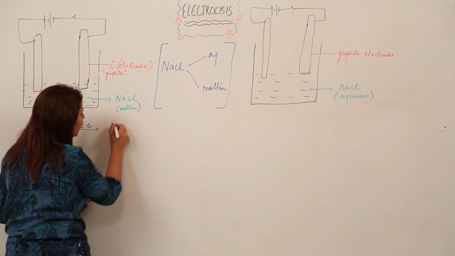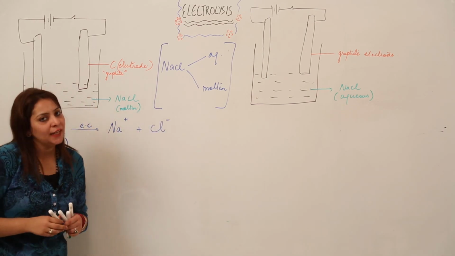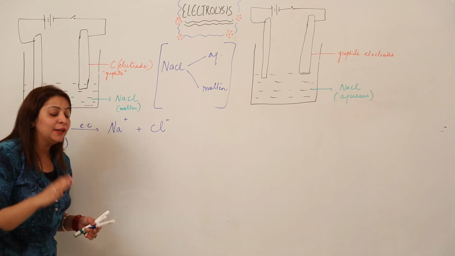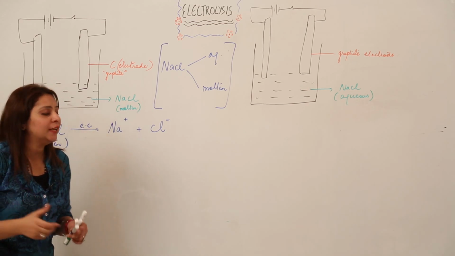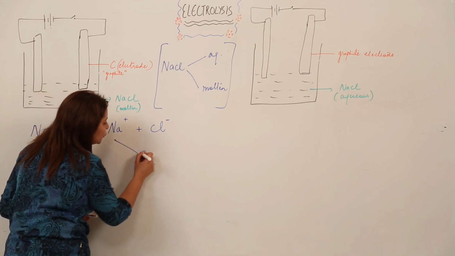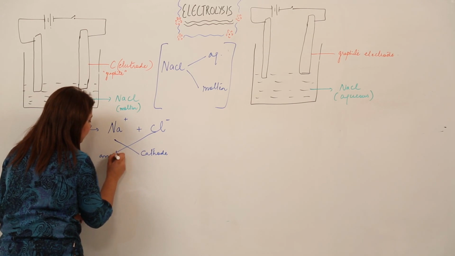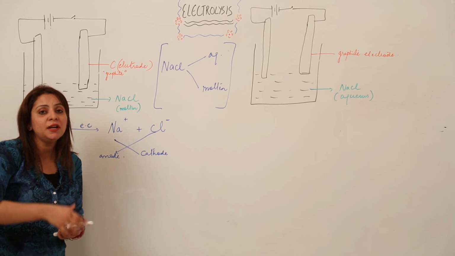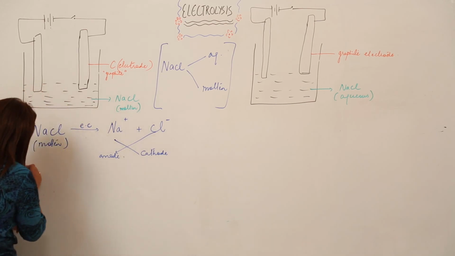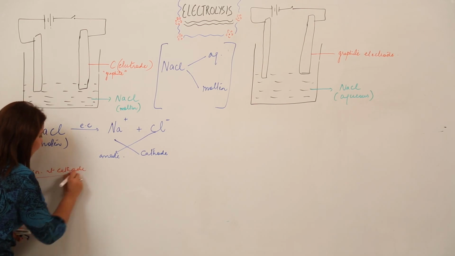So what kind of ions? Na positive and Cl negative, that is the cation and anion, and you know that they move to the respective electrode, that means the oppositely charged electrode. That means Na will move to the cathode and Cl will move to the anode, right, and accordingly there will be a chemical reaction that will occur, like a reaction at the cathode. So who is going to move to the cathode?